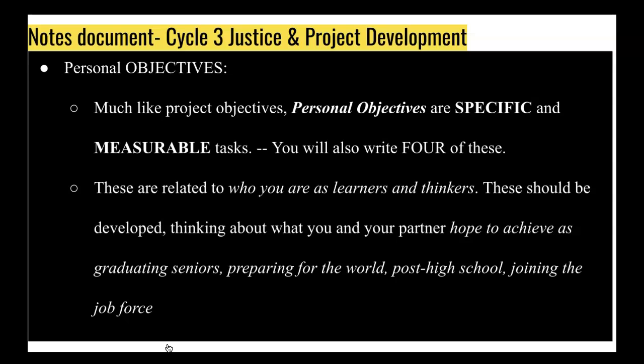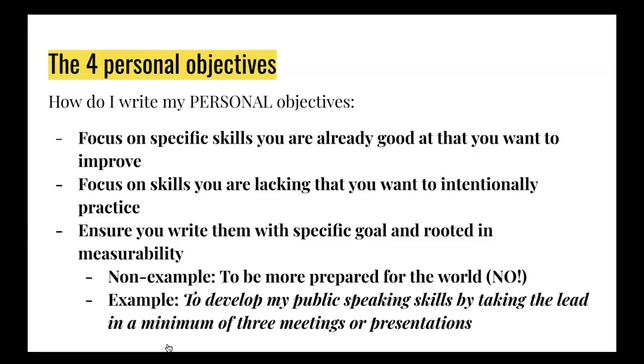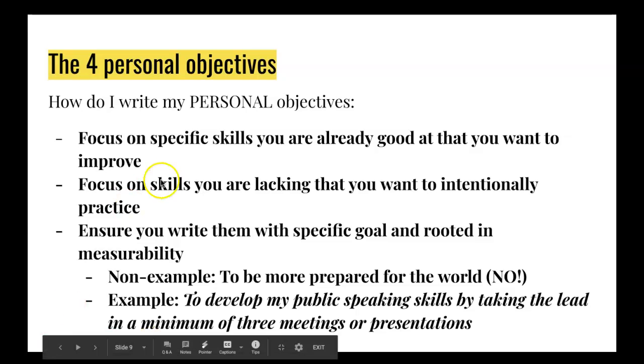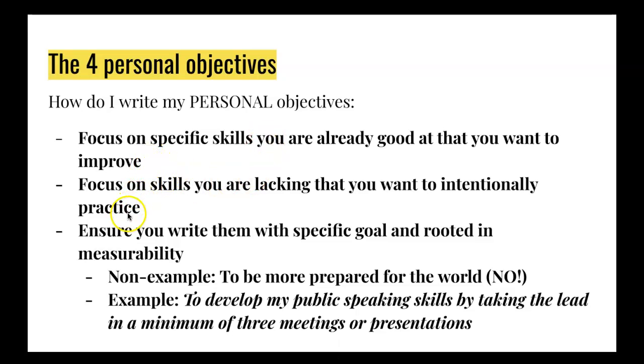Basically, it's what they hope to achieve in this process as future leaders, as graduating seniors, sort of what do they want in preparing them for the future. Their personal objectives are focused on a specific skill. It could be a skill that they're already good at that they want to improve, or a skill that they're lacking that they want to practice, but just tell them that they need to write them with a specific goal rooted in measurability.